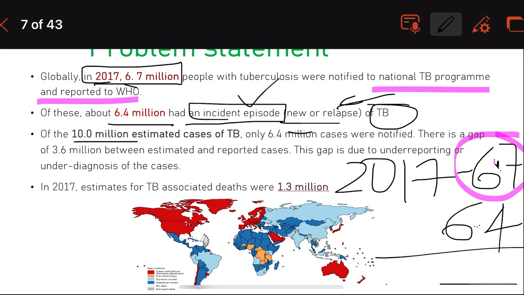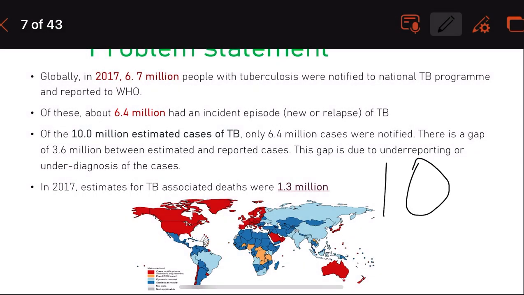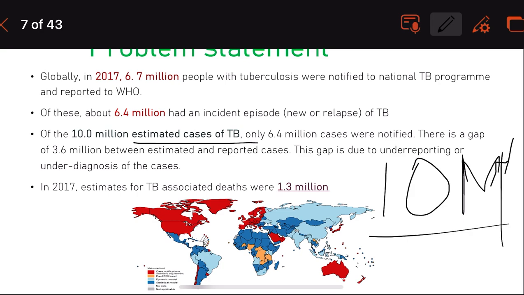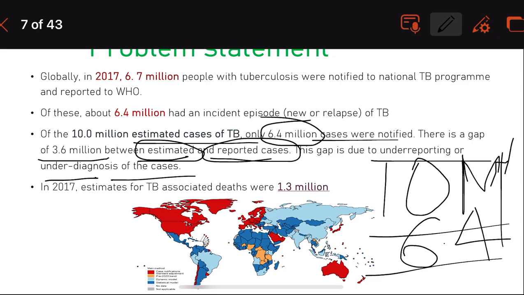Of the 10 million estimated cases, so on the whole they estimated that 10 million people were suffering with TB. Of the estimated 10 million cases of TB, only 6.4 million were notified. There is a gap. The gap of 3.6 million between the estimated cases and the reported cases is because of underreporting and underdiagnosis of the cases.